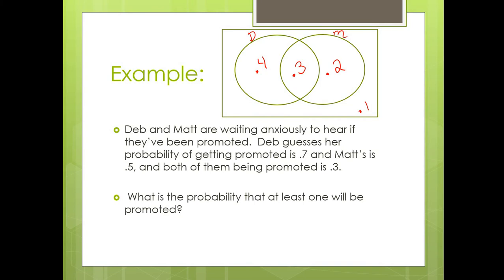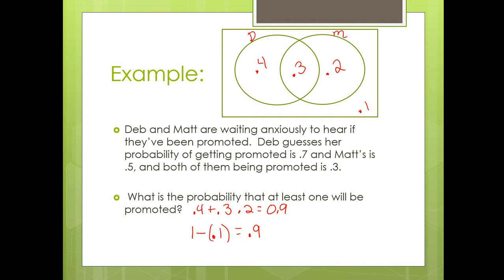So we want the probability that at least one will be promoted. That would be the probability that one or more of them, or both, basically. There are two ways to do it. You could add the probabilities that are in this Venn diagram, and you get 0.9. Or you can do 1 minus the probability that neither gets promoted, and you'd also get 0.9.